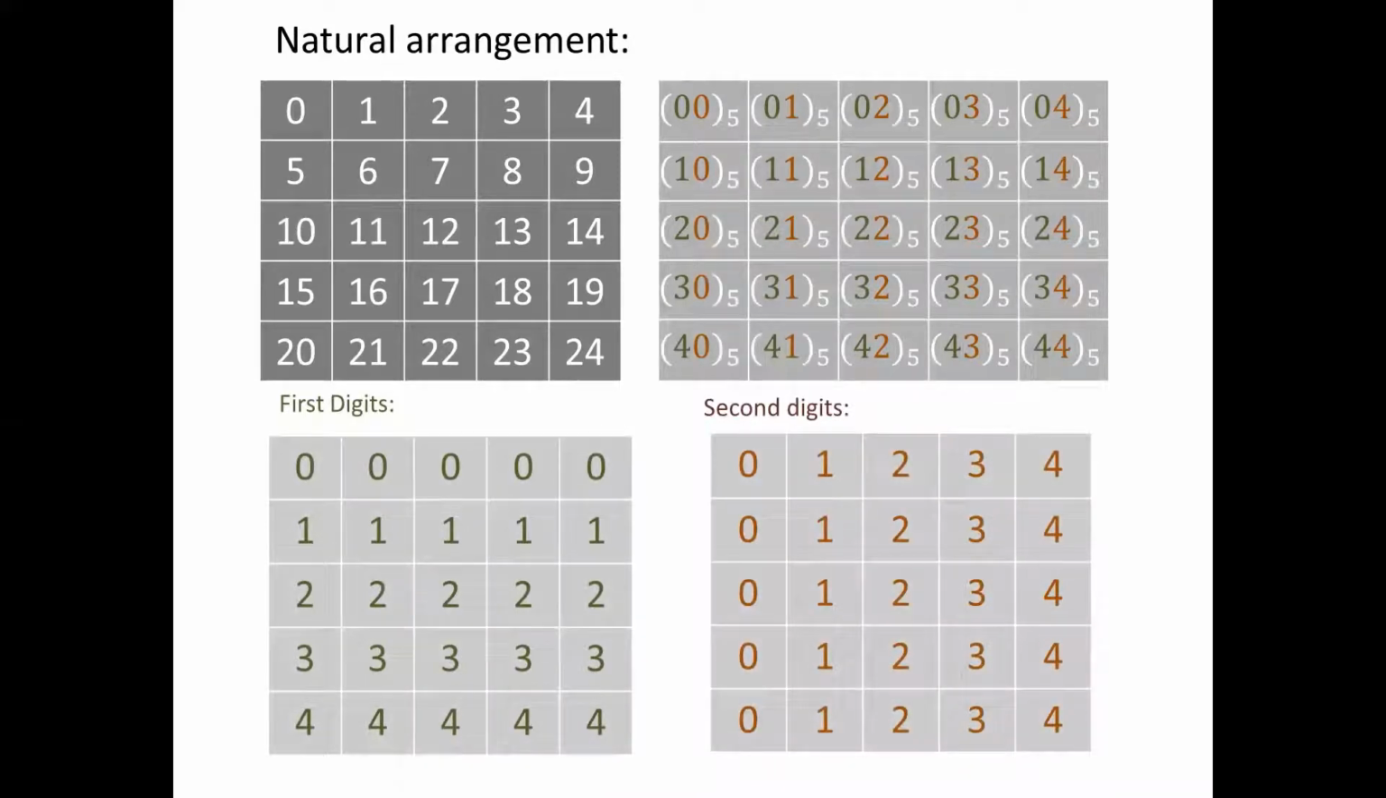We can see that if all the numbers are divided by 5, then the first digits are simply the quotient. For the first row divided by 5, the quotient is 0. For the second row, the quotient is 1, and so on. And the second digit is simply the remainder when the numbers are divided by 5.